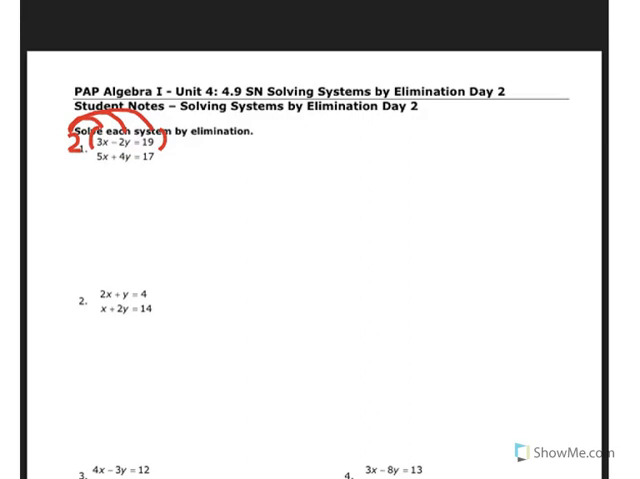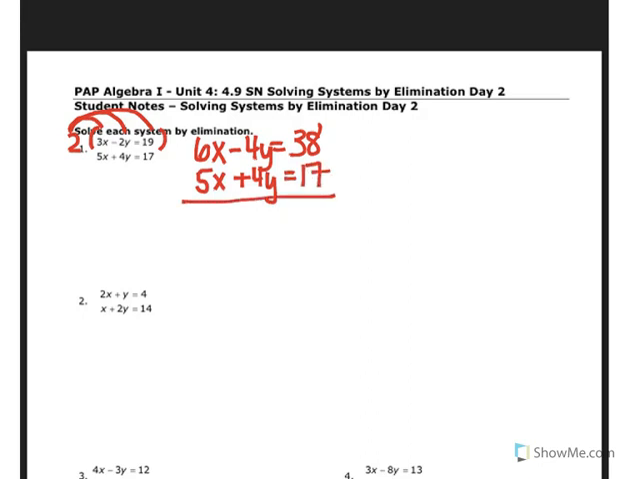I'm going to multiply everything by 2. So I end up with 6x minus 4y equals 38. Now I'm going to just bring the other equation and put it underneath. Now when I combine these two equations together, I end up with 11x. The 4y's cancel out, and we get equals 55. Now we divide by 11, and x equals 5.